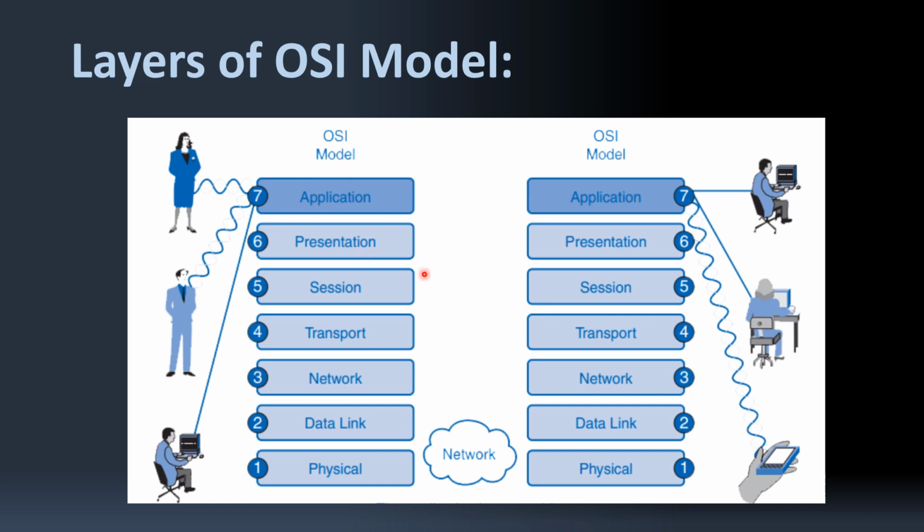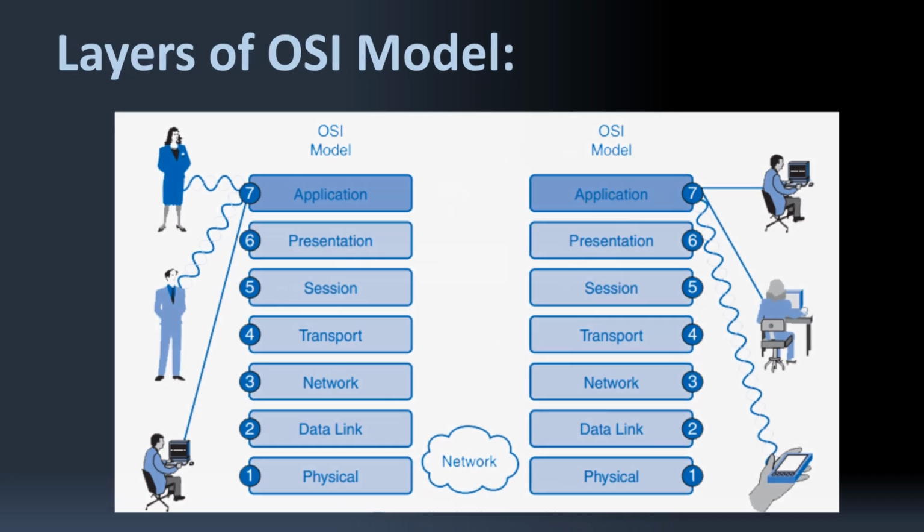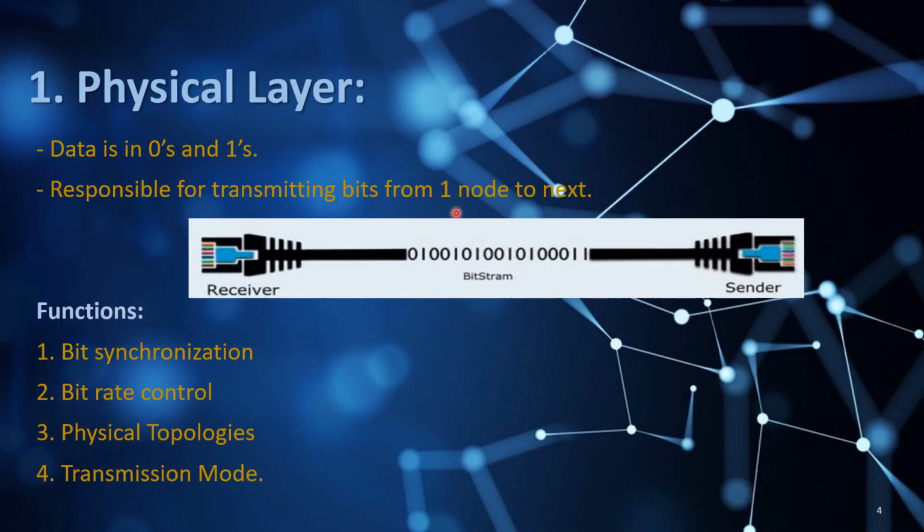Let's dig into each layer of the OSI model. The first one is the physical layer. Here we can see the connection of the devices. The main functionality of the physical layer is transmitting the bits from one node to another by connecting the devices. When you connect the devices to each other, the data is in the form of signals. The physical layer converts the signals into zeros and ones and transmits them to the second layer, which is the data link layer.